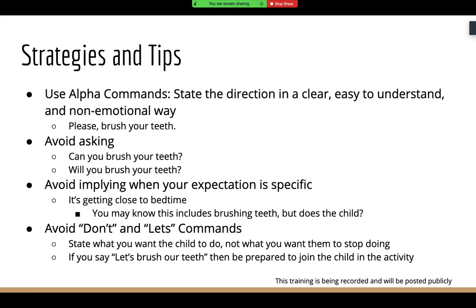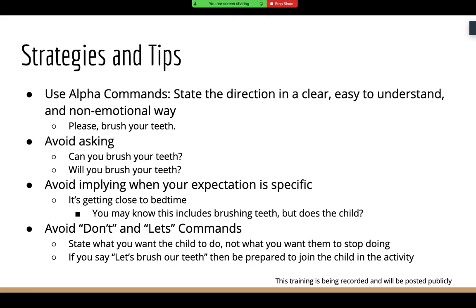That's it. So it may be implied that they should be going to brush their teeth right now, but unless you've given that alpha command, there's not really that much you can do to move that process forward if the child plans on refusing or is actively refusing.